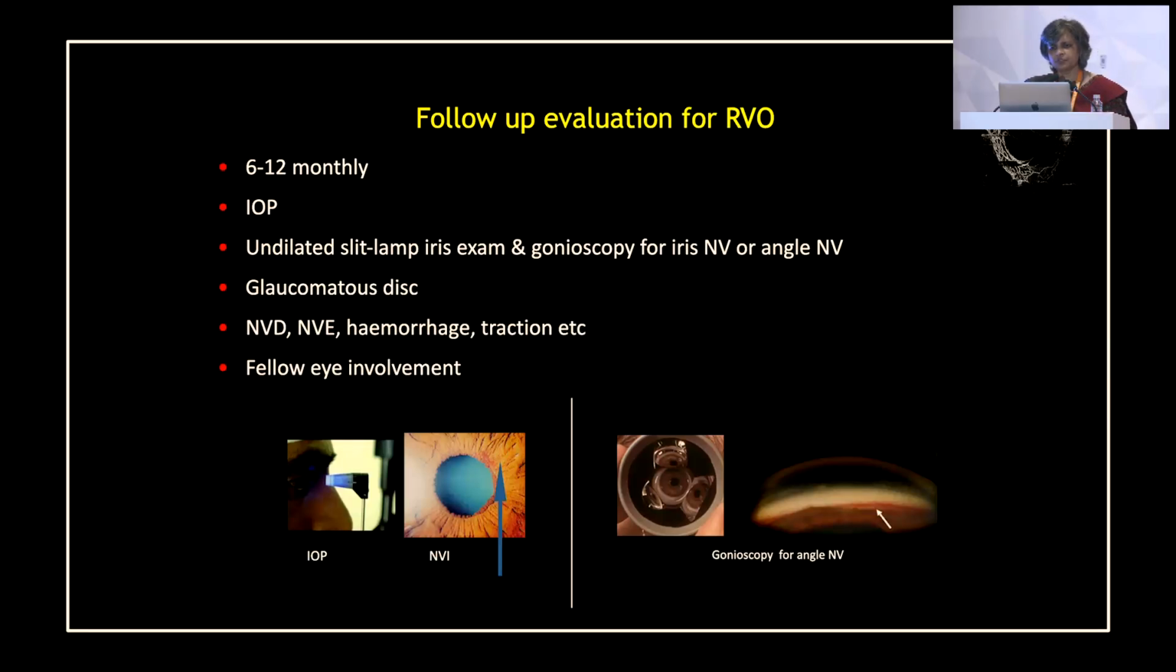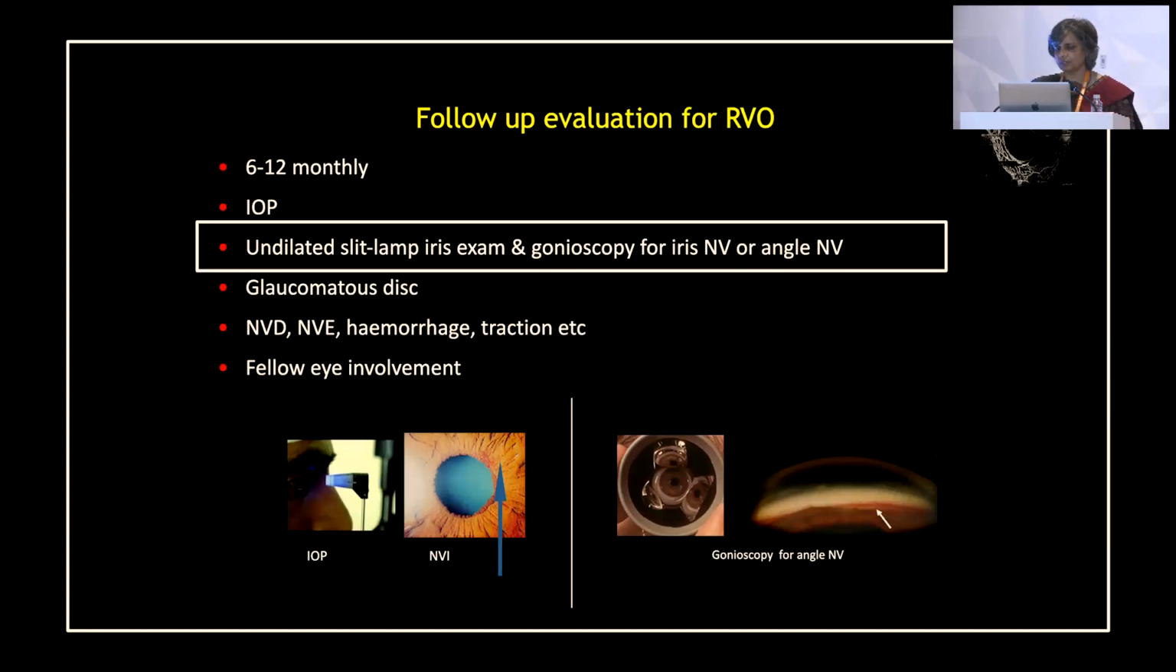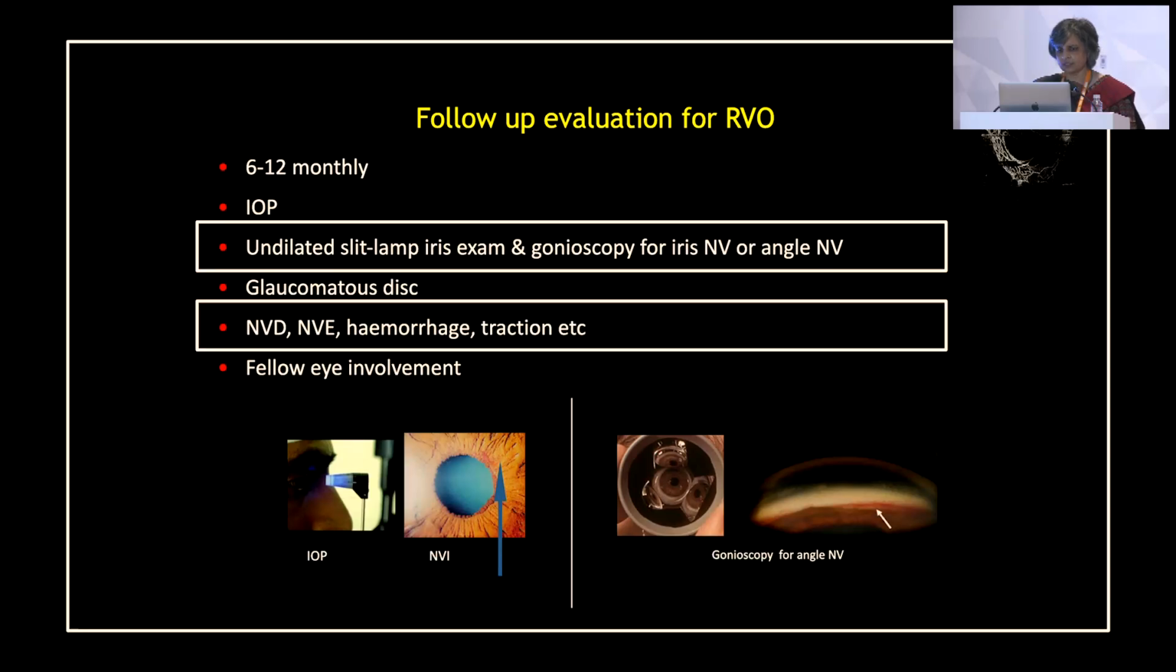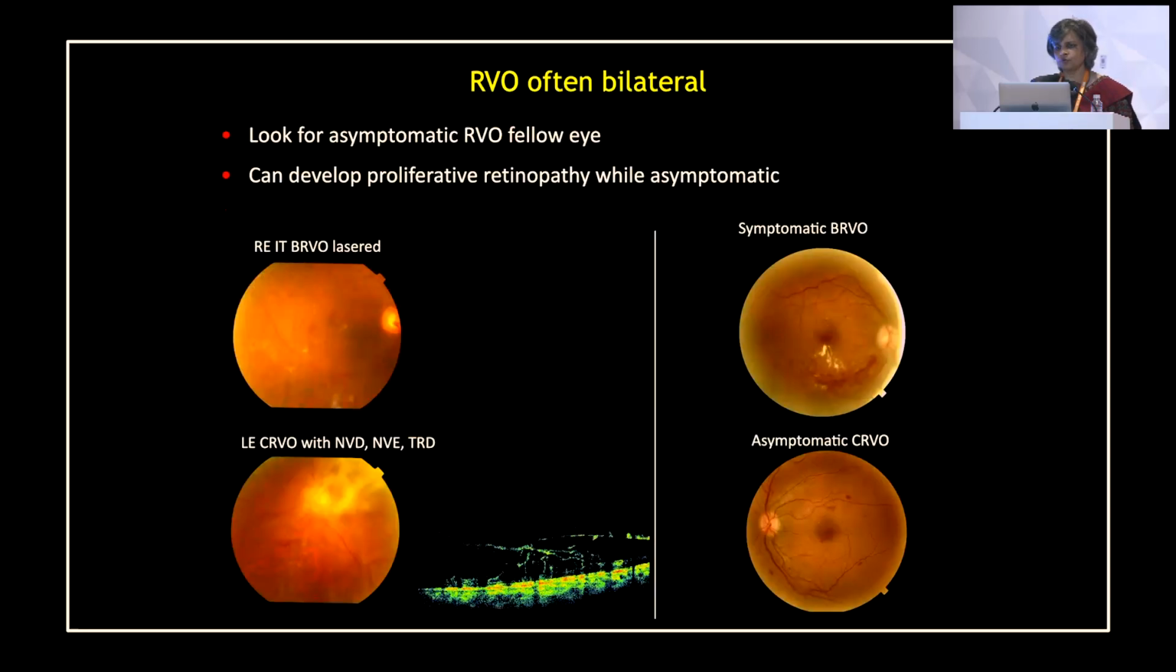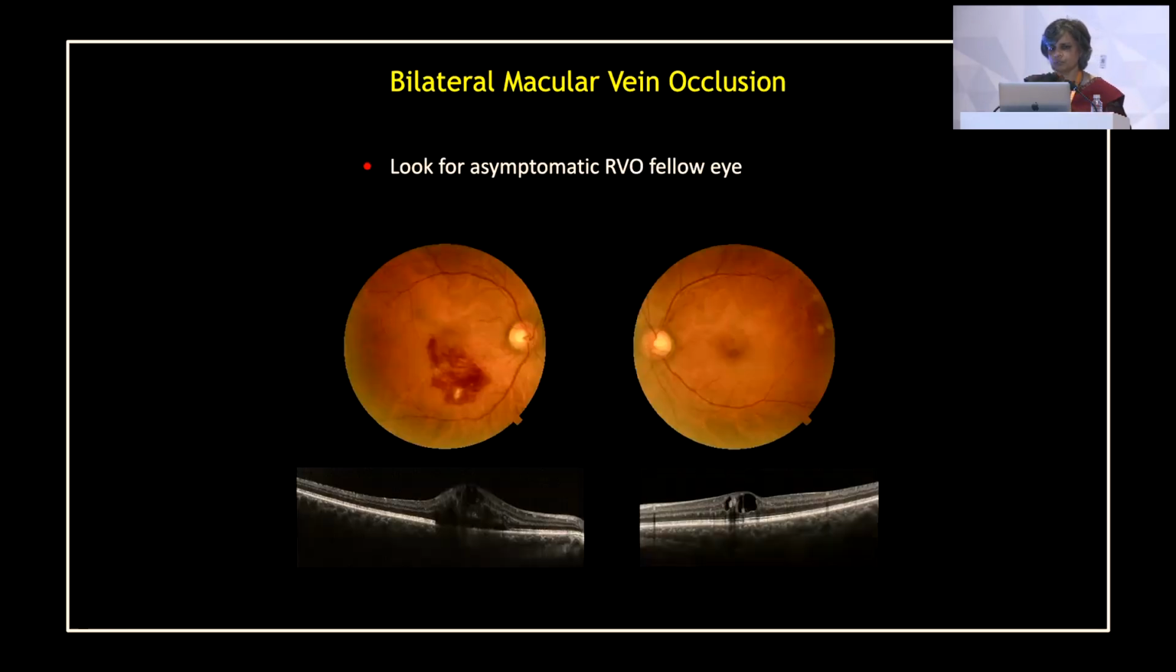Follow-up of patients with retinal vein occlusion every 6 to 12 months is mandatory, with an undilated slit lamp exam for new vessels on the iris and angle. And fellow eye involvement is very important. Over every year it should be checked. Silent RVO in the other eye is very common.